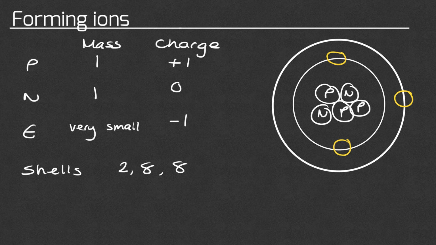Electrons go in shells around the nucleus. You can have a maximum of 2 electrons in the first shell, 8 in the second shell, and 8 in the third shell. Atoms will always try to have a full shell of electrons wherever possible, because this makes them more stable.